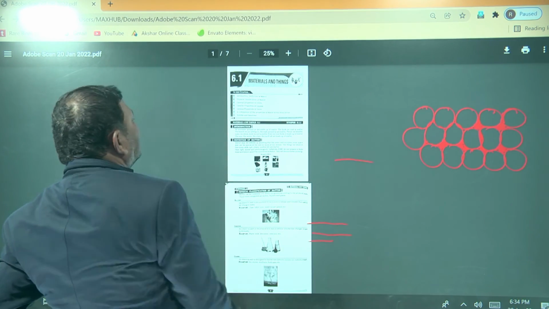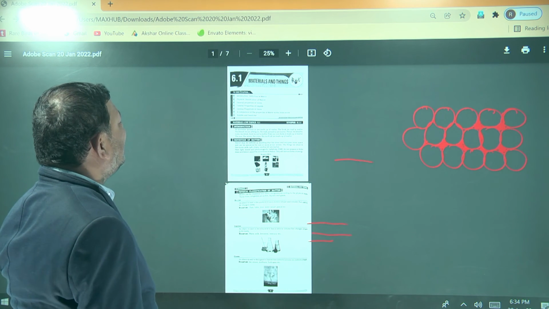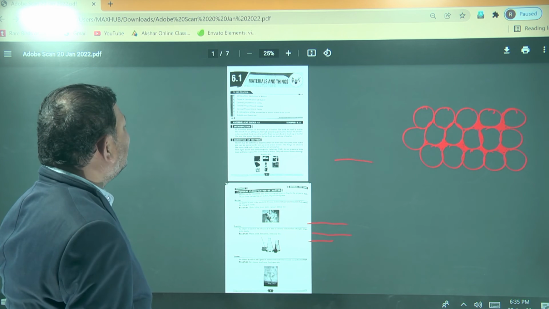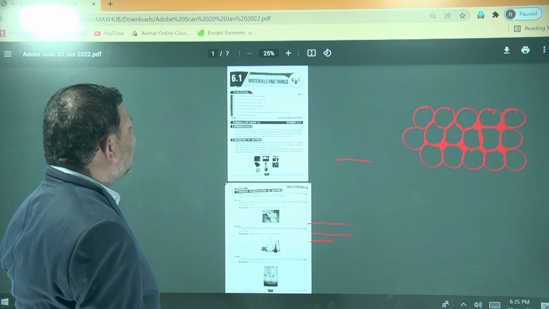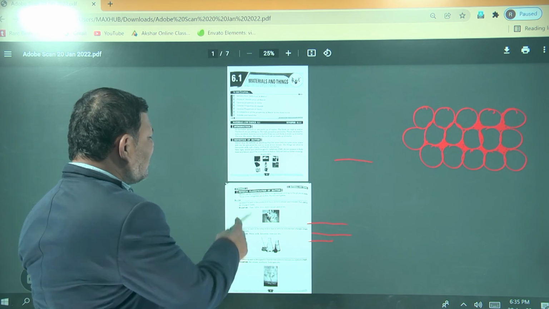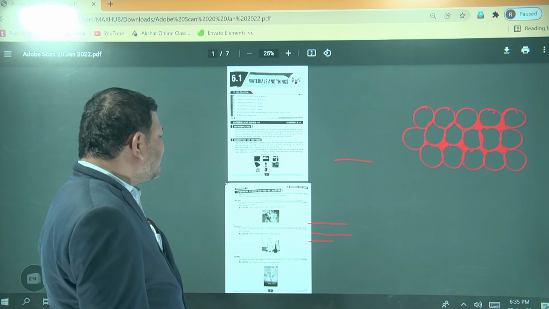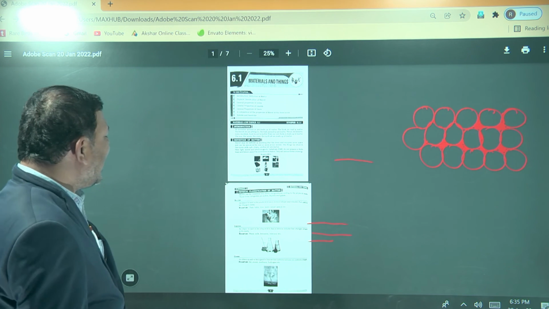Today we will discuss materials and things. Everything is made up of matter only. Matter is defined as anything that has mass and occupies space. According to physical state, the classification of matter has three categories: solids, liquids, and gases.